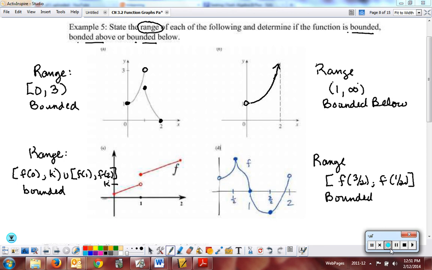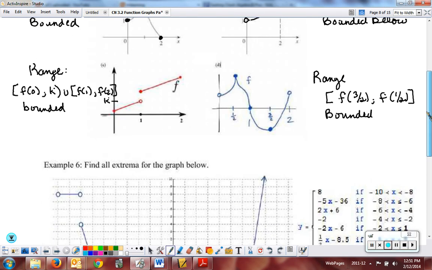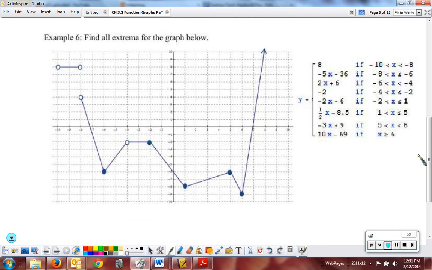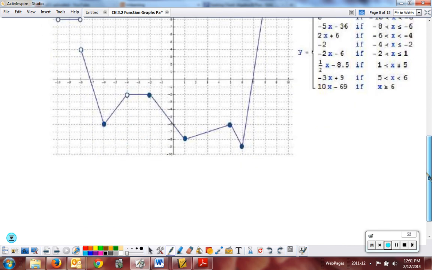Everybody good with bounded, half bounded, bounded below, bounded above, and then range? All right, so let's slide down. Here's our example 6. We want to find all extrema on the graph below. First thing that I'm going to do, we'll work through this together, is go through and talk about absolute first, because I think that would be the easiest to do.